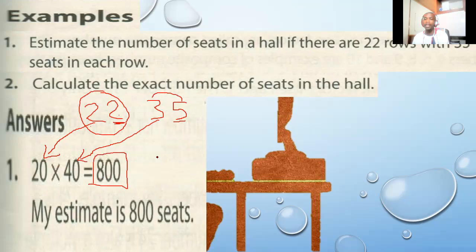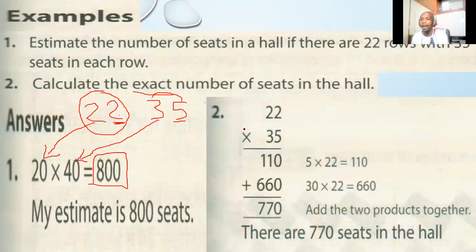But let's get the exact number. The exact number, we are actually multiplying like what we taught each other minutes ago. 22 multiplied by 5 is 110. 22 multiplied by 30 is equal to 660. If we add them, we get 770. Can you see that? 770.